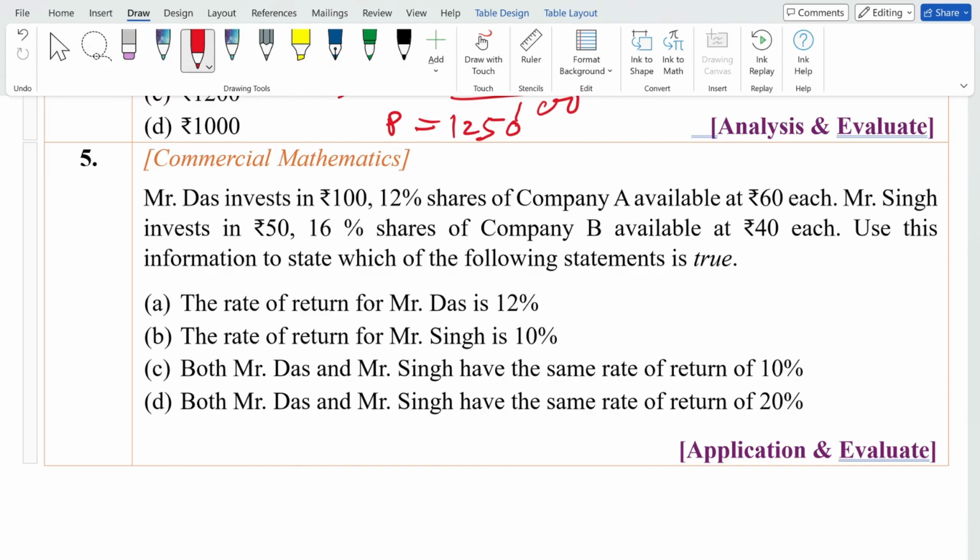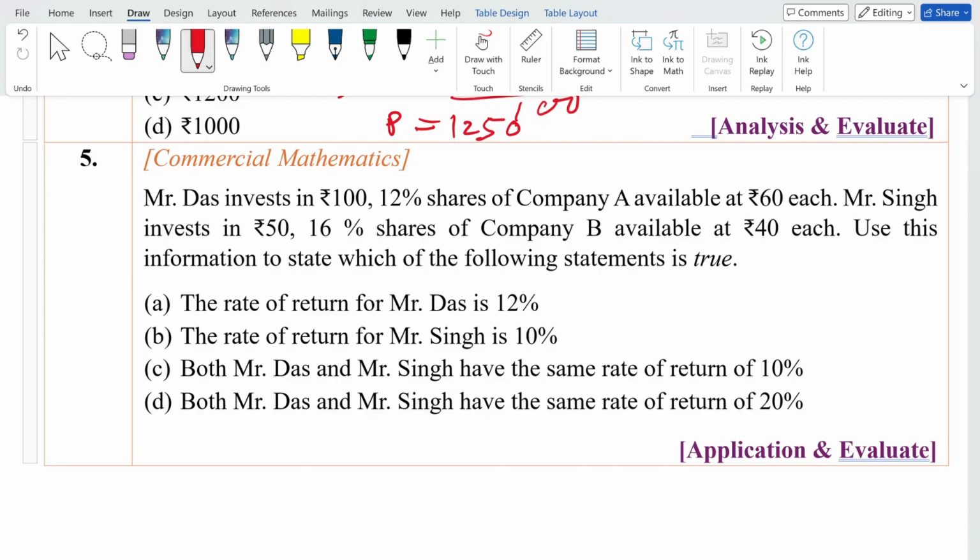The rate of return for Mr. Das is 12%. The rate of return for Mr. Singh is different. Both Mr. Das and Mr. Singh have the same rate of return. Mr. Das and Mr. Singh have the same rate of return, 20%, 10% given.